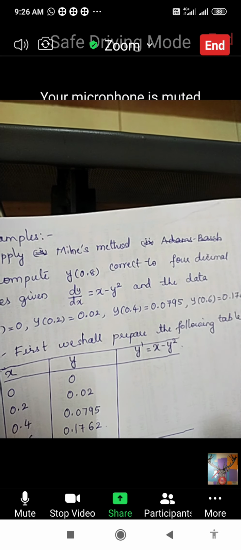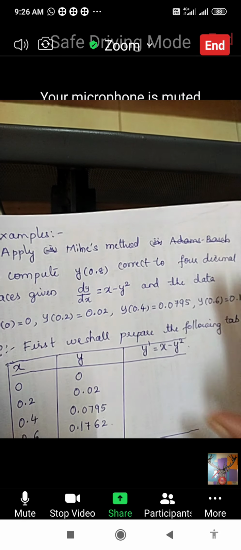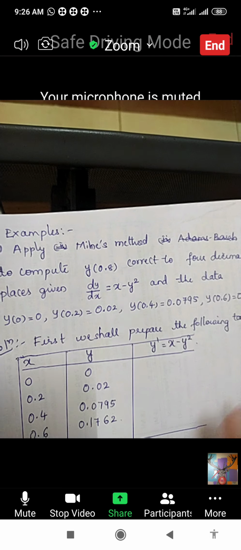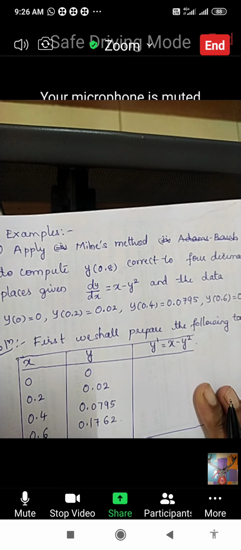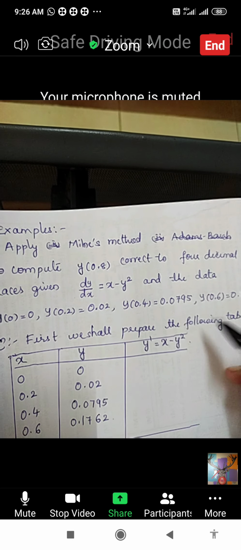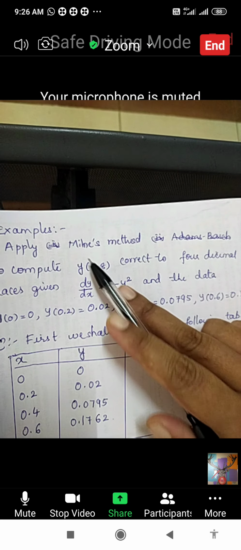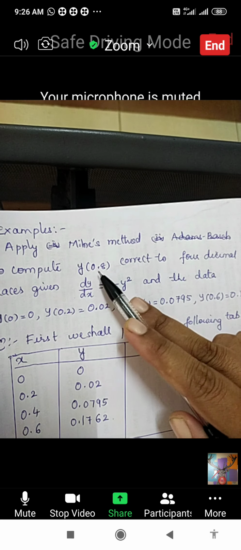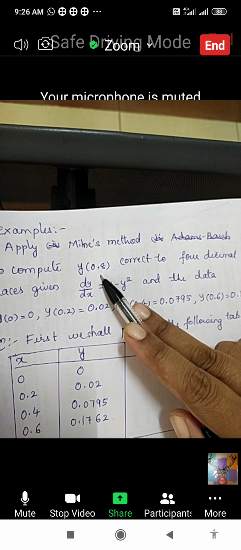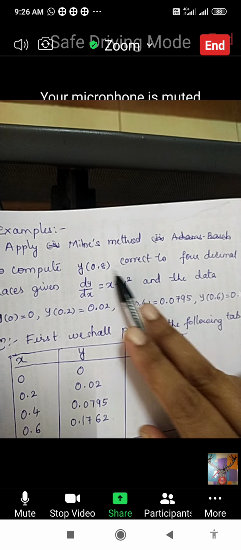If you miss out anything in between, just continue the question because you can see it on the screen later on. And after solving, I'll again send the PDF of how madam used to do it. Hopefully you have written the question. We have to do it by Milne's method, and we have to get y of 0.8. If you want to calculate y of any value, how many sets of values are required? 4. So they have given 1, 2, 3, 4 along with one differential equation.